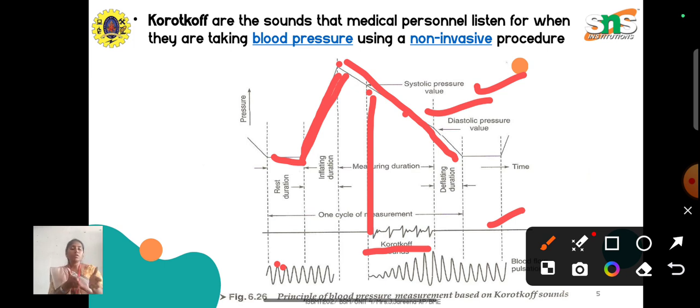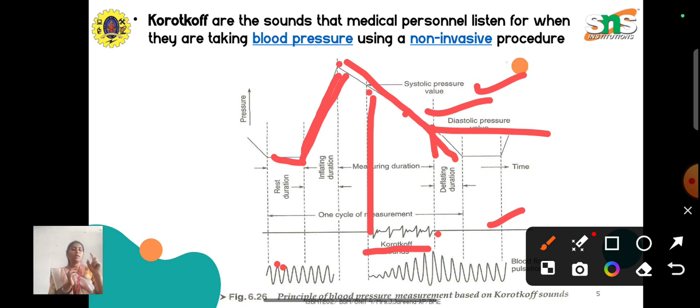So where will you get the sound? The moment you are releasing the pressure, the blood is finding its way to flow with difficulty. Because of the turbulent flow, it will hit the blood vessels hard, and as a result it will produce sounds. For the systolic pressure, at that same point you will hear the Korotkoff sound. And when you keep on releasing the pressure, at one point you will no more hear the Korotkoff sound. That point is named the diastolic pressure.